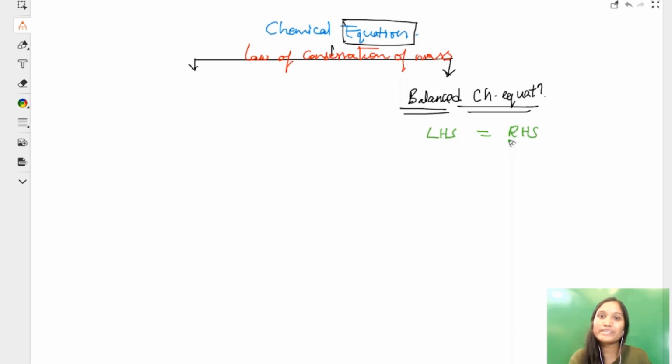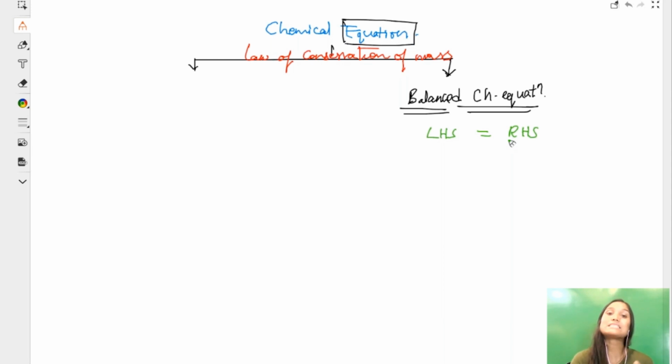So, if the starting materials are equal to the ending materials with respect to mass, of course it means the reaction is following the law of conservation of mass. That means nothing is disappearing, neither being created, isn't it? So, the equations in which LHS is equal to RHS are called balanced chemical equations.